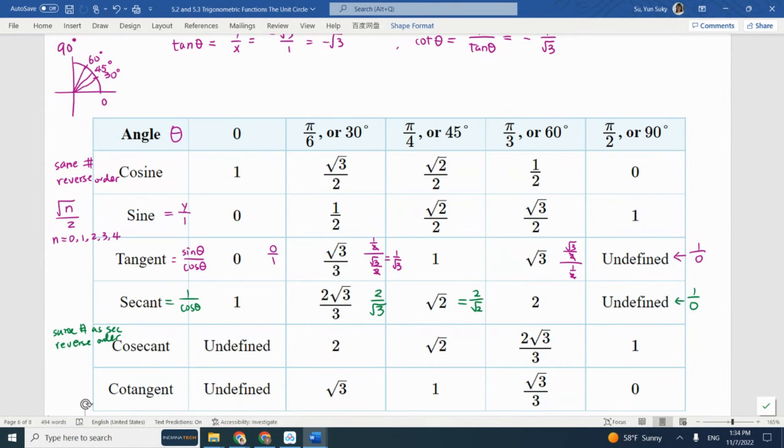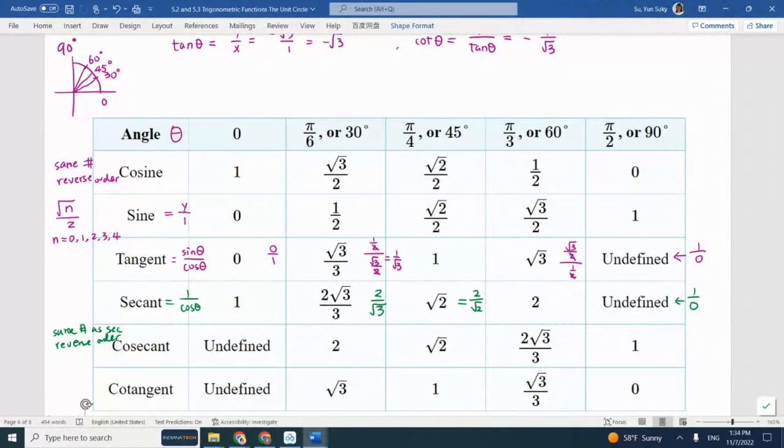Okay, and then secant. Secant is 1 over cosine. Therefore, 1 over 1 is 1. Here, reciprocal, 2 over root 3. Here, reciprocal, square root of 2. Here, reciprocal, 2. 1 over 0, undefined. Okay, everybody? And then cosecant, same numbers but reverse order. So this is how we remember the values of this table.